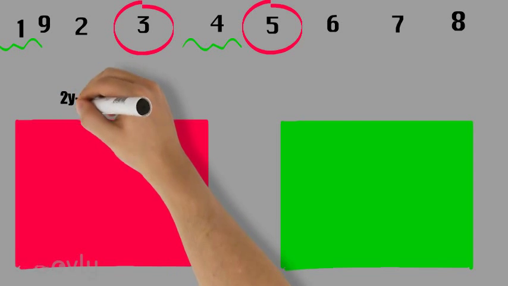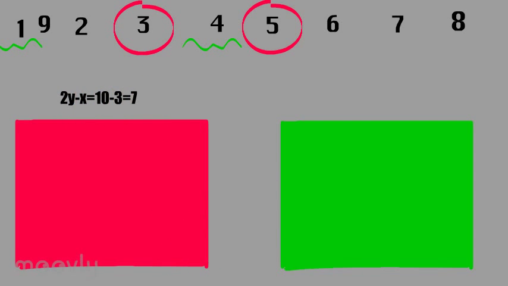Now consider 2y minus x. If 2y minus x is red, then we have x, y, 2y minus x as an arithmetic sequence with the difference of y minus x. So, let's let 2y minus x be green.